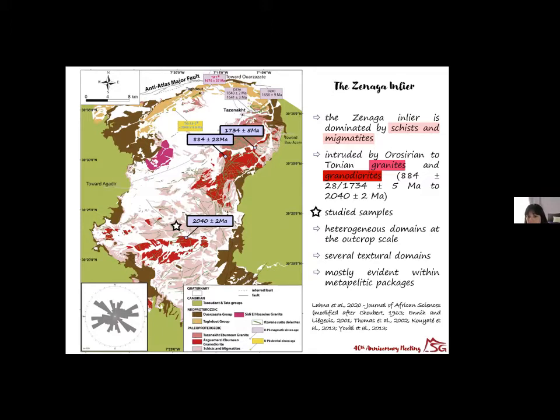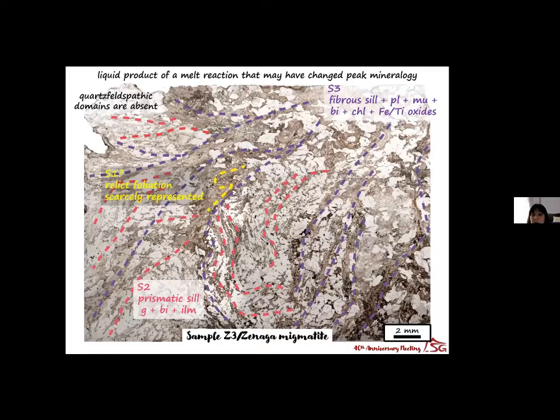So Tonian ages. At the outcrop scale, the different domains are quite heterogeneous, and this heterogeneity is also reflected in the thin sections. And here we can see that we managed to distinguish at least three foliations: a relict one, scarcely represented, highlighted here in yellow, a second foliation, which is defined by prismatic sillimanite crystals, and a third foliation, which is mostly defined by fibrolitic sillimanite crystals.